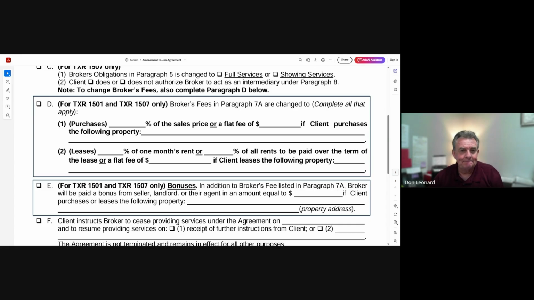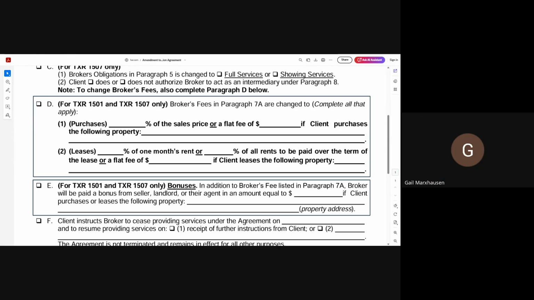Gail, go ahead. Hi, I was just wondering if anyone had come across, with a new build, the buyer actually asking for the bonus to be applied to their purchase price rather than allowing the agent to have it, and if that's even possible. Have you? No, but I'm just curious because I could see that coming up.